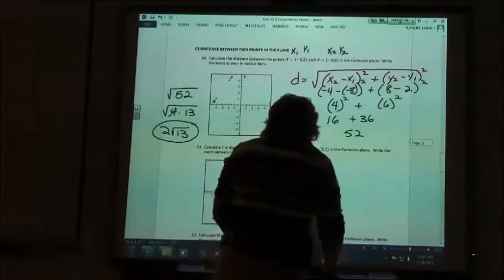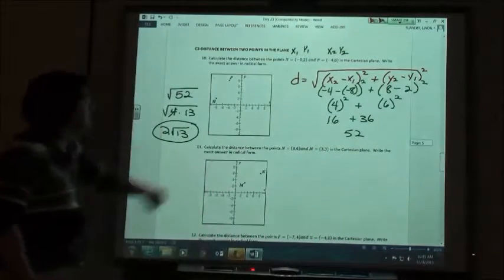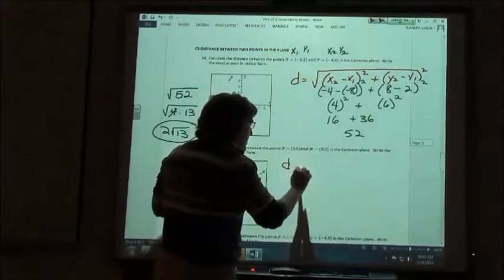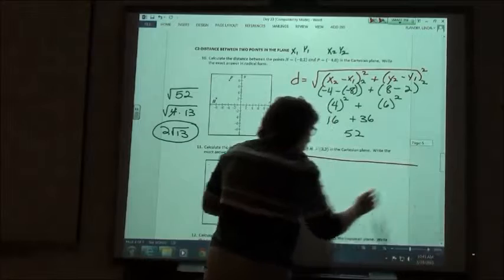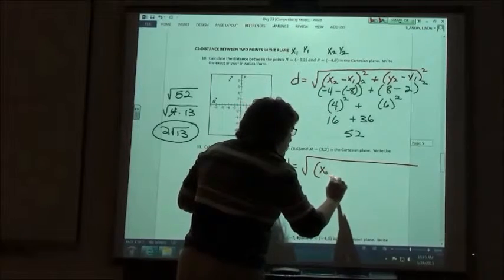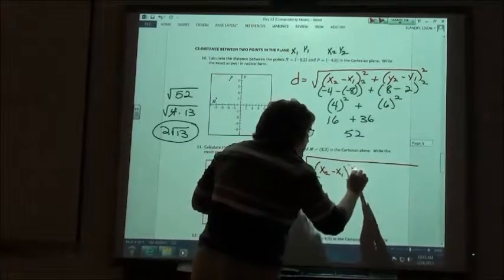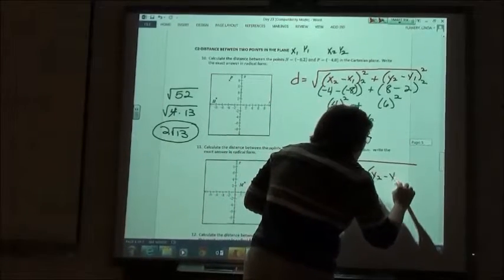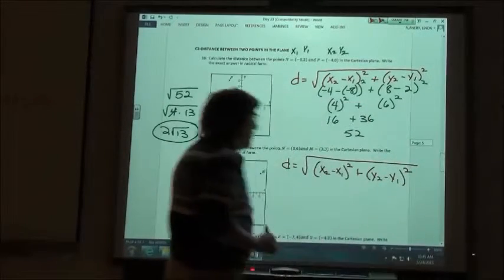So, number 11, same kind of thing. I'm finding the distance between my 2 dots. I got to use my formula. The distance is equal to the square root of x2 minus x1 squared plus y2 minus y1 squared.